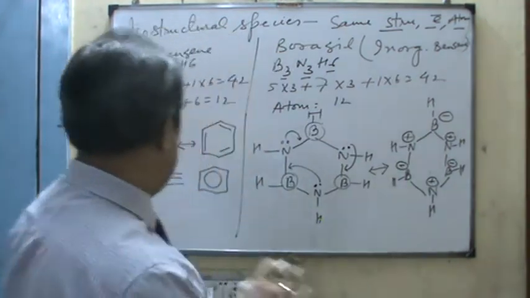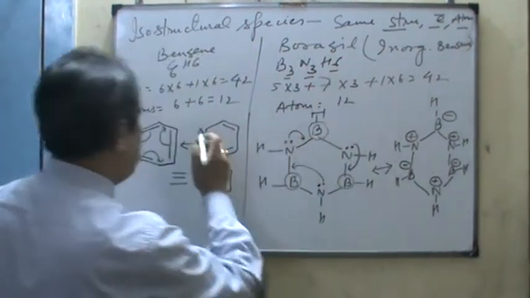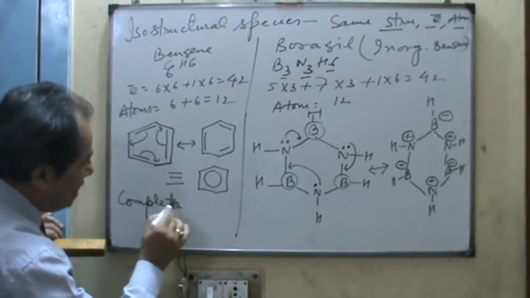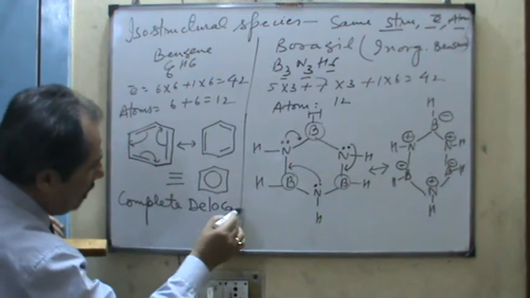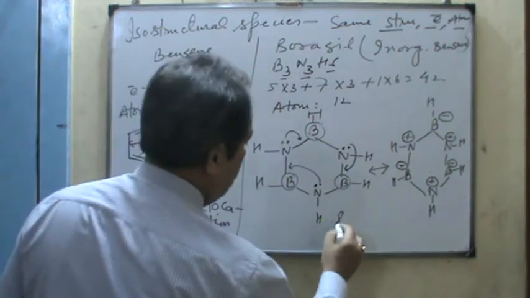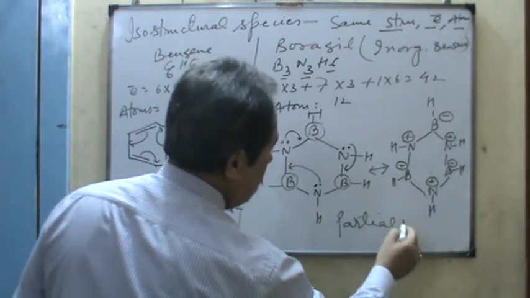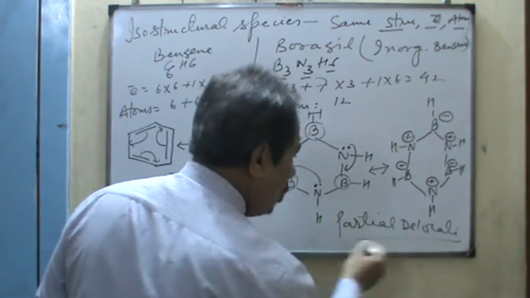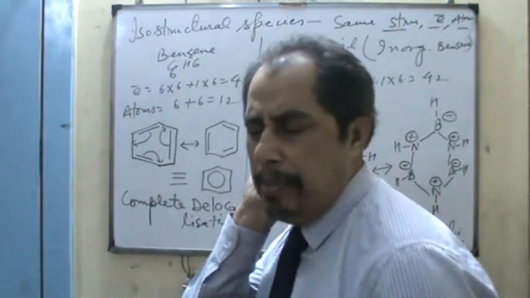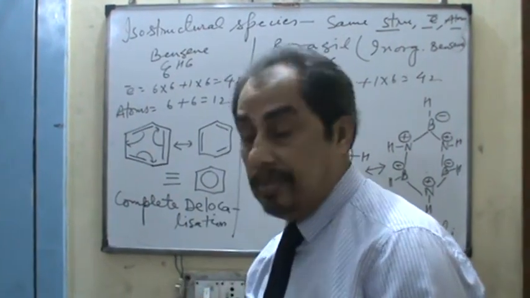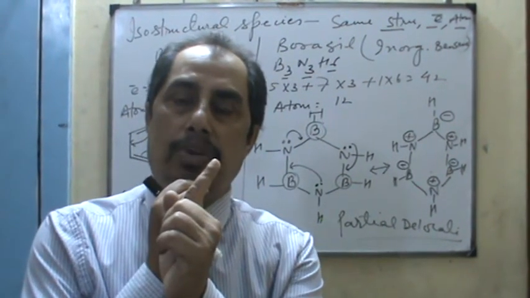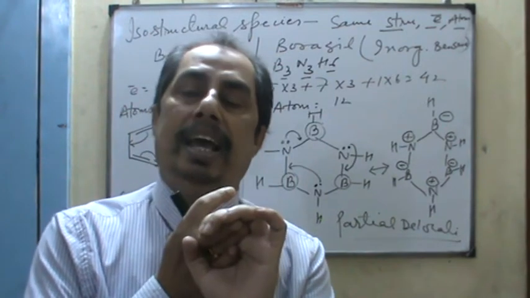But one difference between benzene and borazine is that benzene has complete delocalization, but here it has, you can say, partial delocalization. That is the only difference. Otherwise you can take both on the same platform. Benzene and borazole are common examples of isoelectronic, isostructural as well as isosteric species.